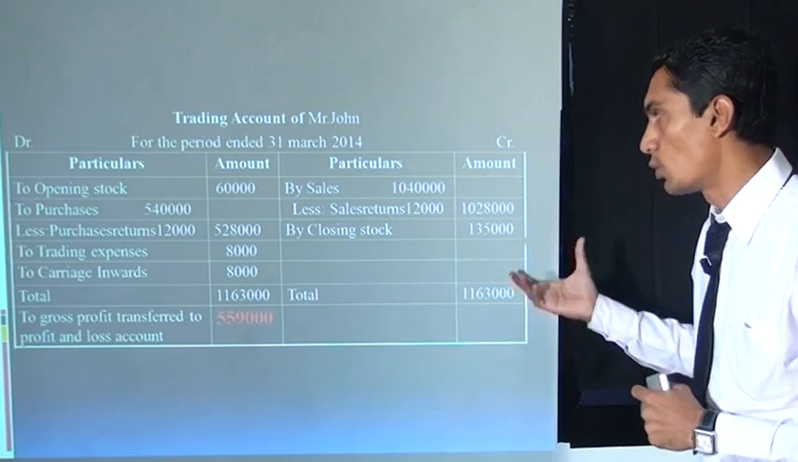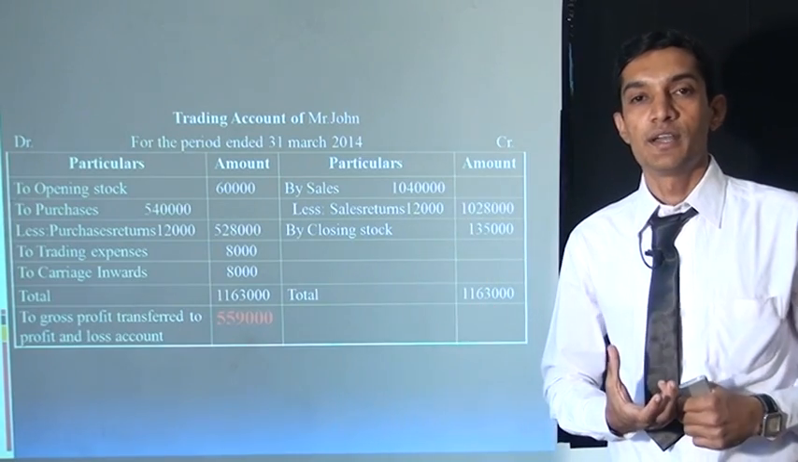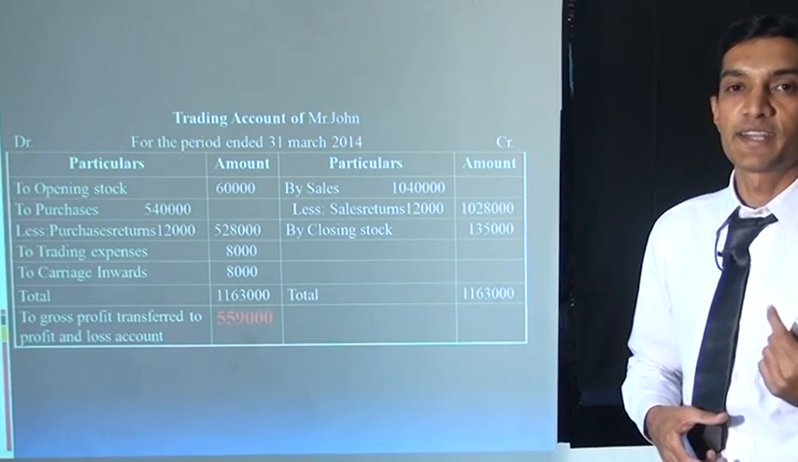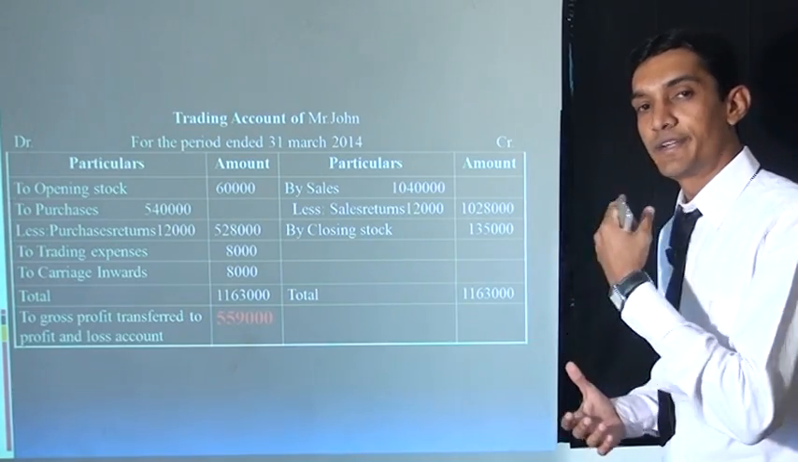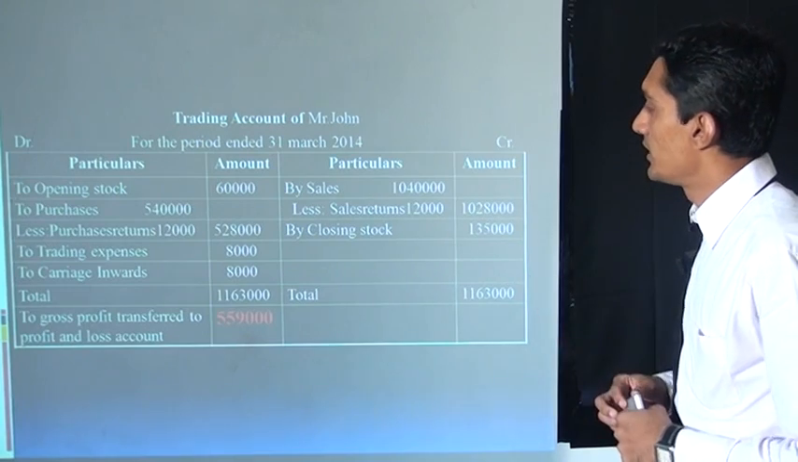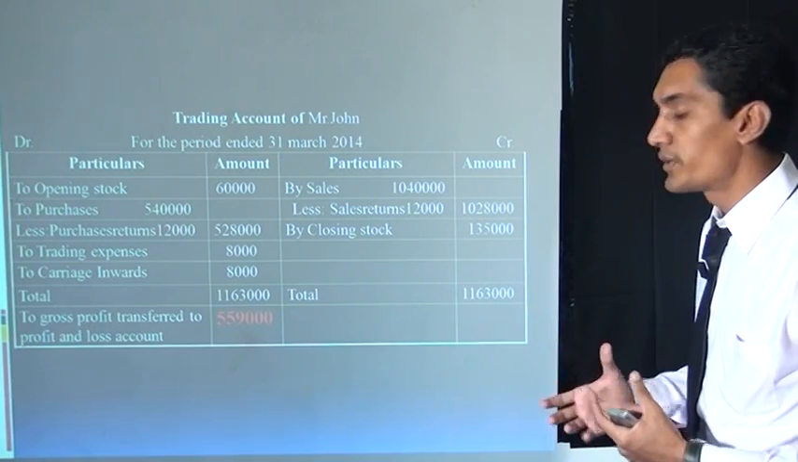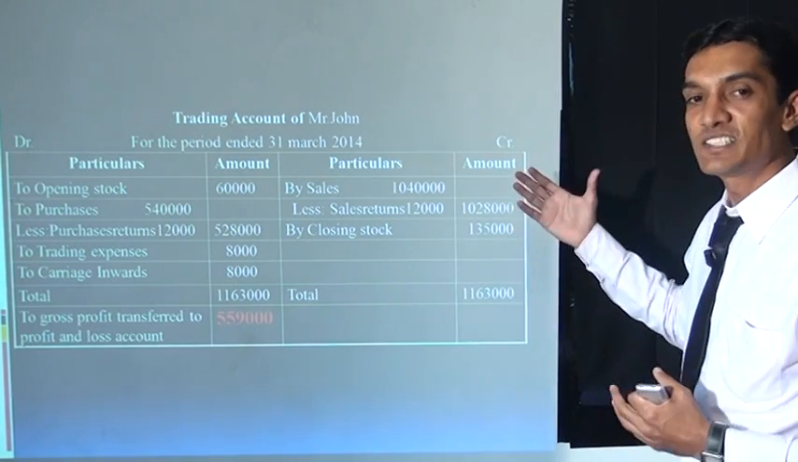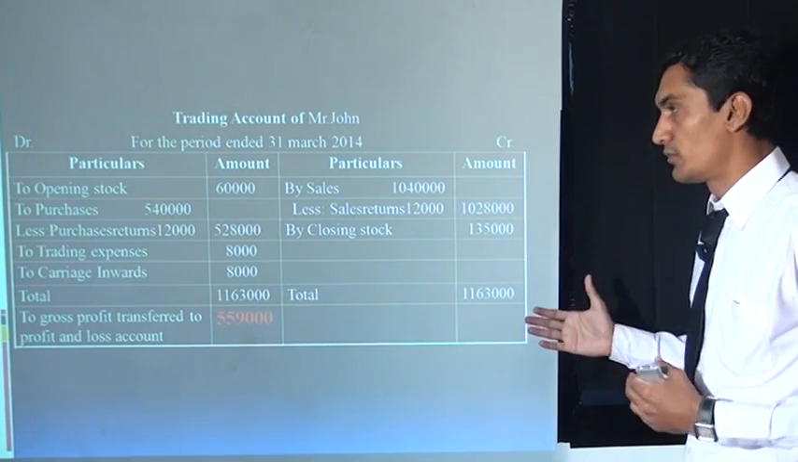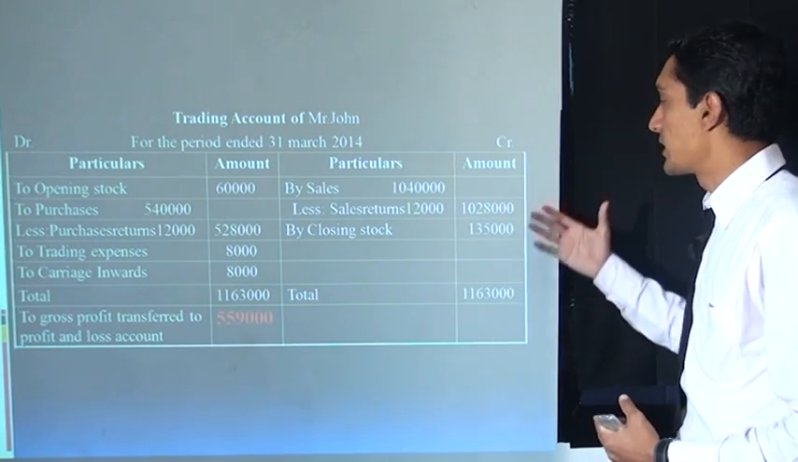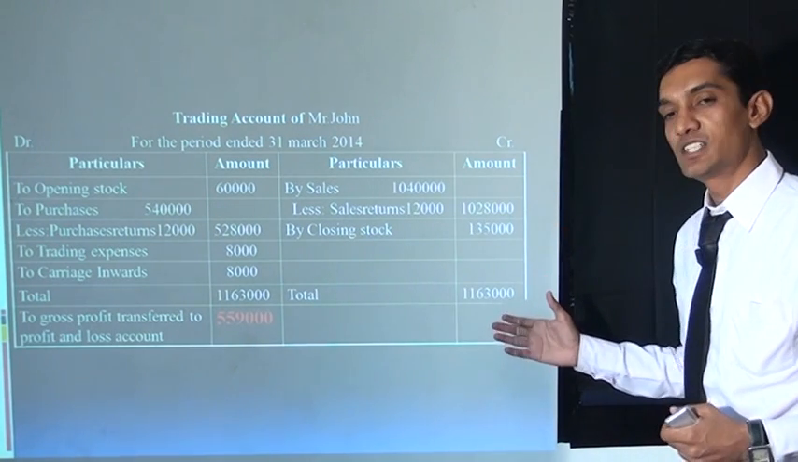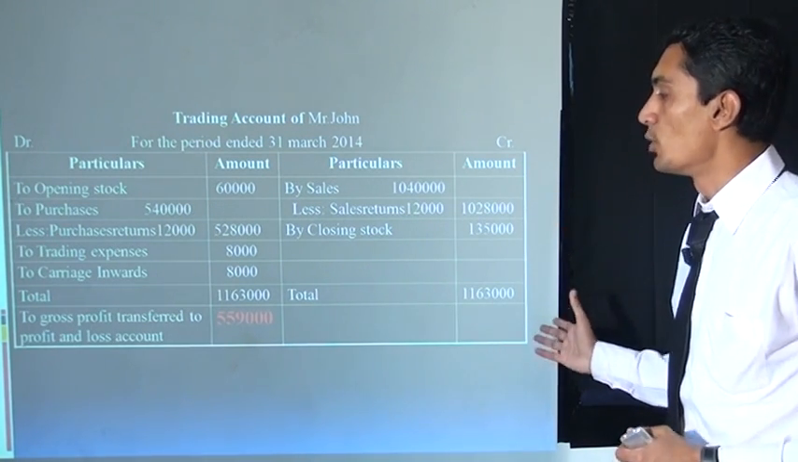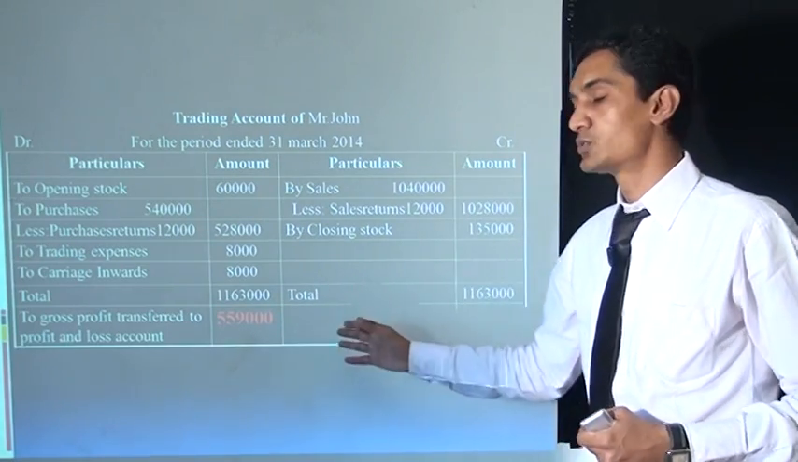First we close the trading account. After closing the trading account, we get the gross profit or gross loss. Now we are closing the trading account. You saw that in the trading account the credit side total is more than the debit side. So we first close the credit side. The total is 11,63,000 rupees. Both sides total 11,63,000 rupees.